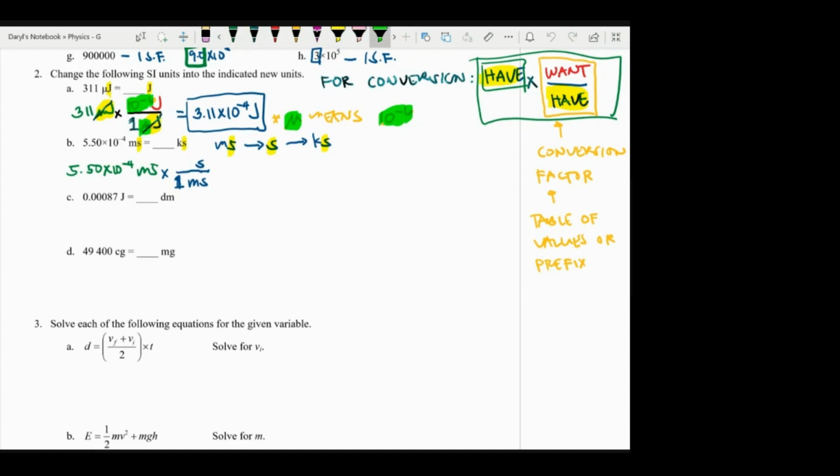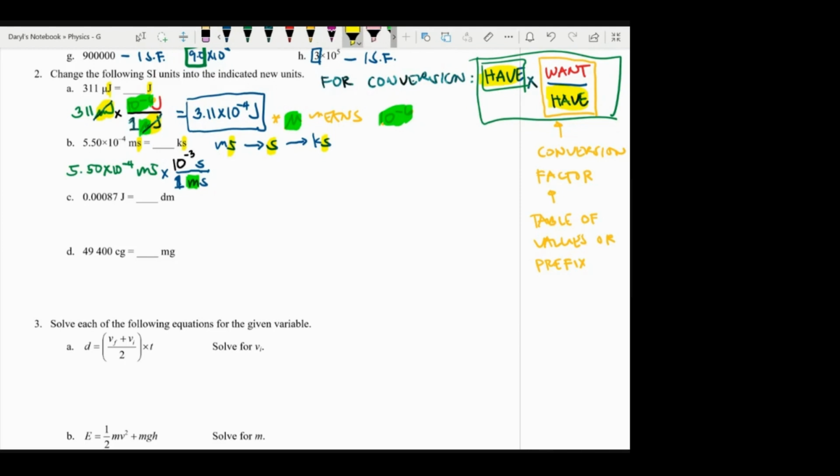Just like what I did earlier, for the conversion of 1 millisecond to second, I'm just gonna replace my prefix milli by the multiplier. So if you look at your prefix table, or the diagram that was in your notes, milli means 10 to the power of negative 3. So that means that 1 millisecond is just 1 times 10 to the power of negative 3.